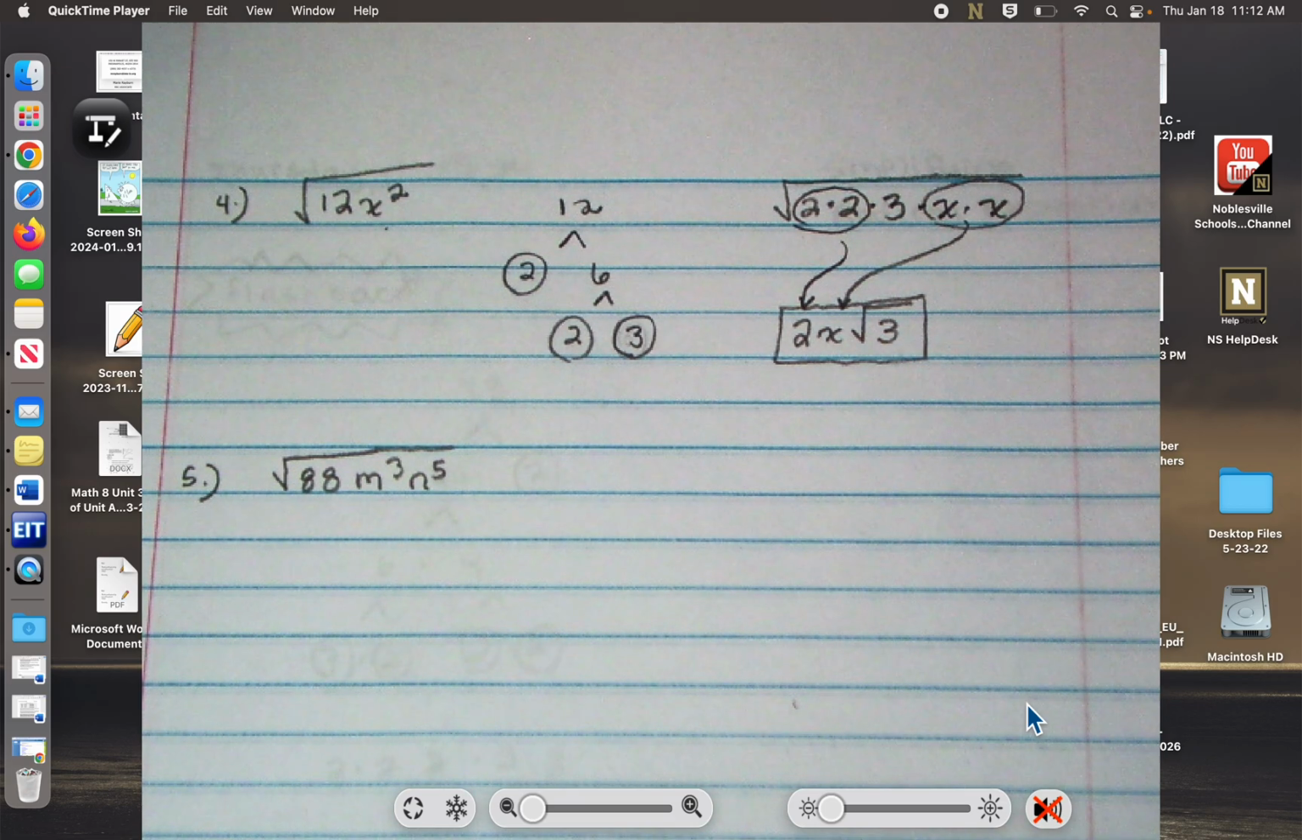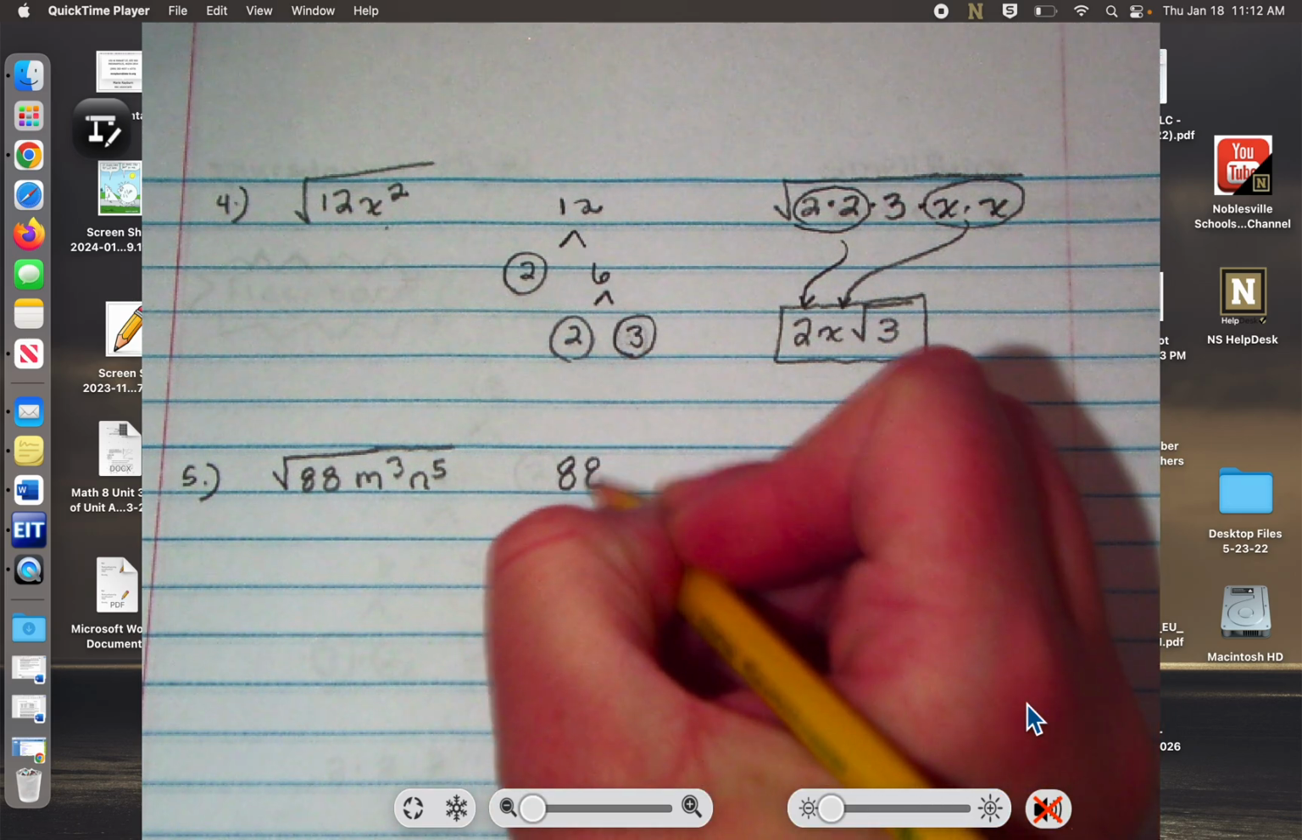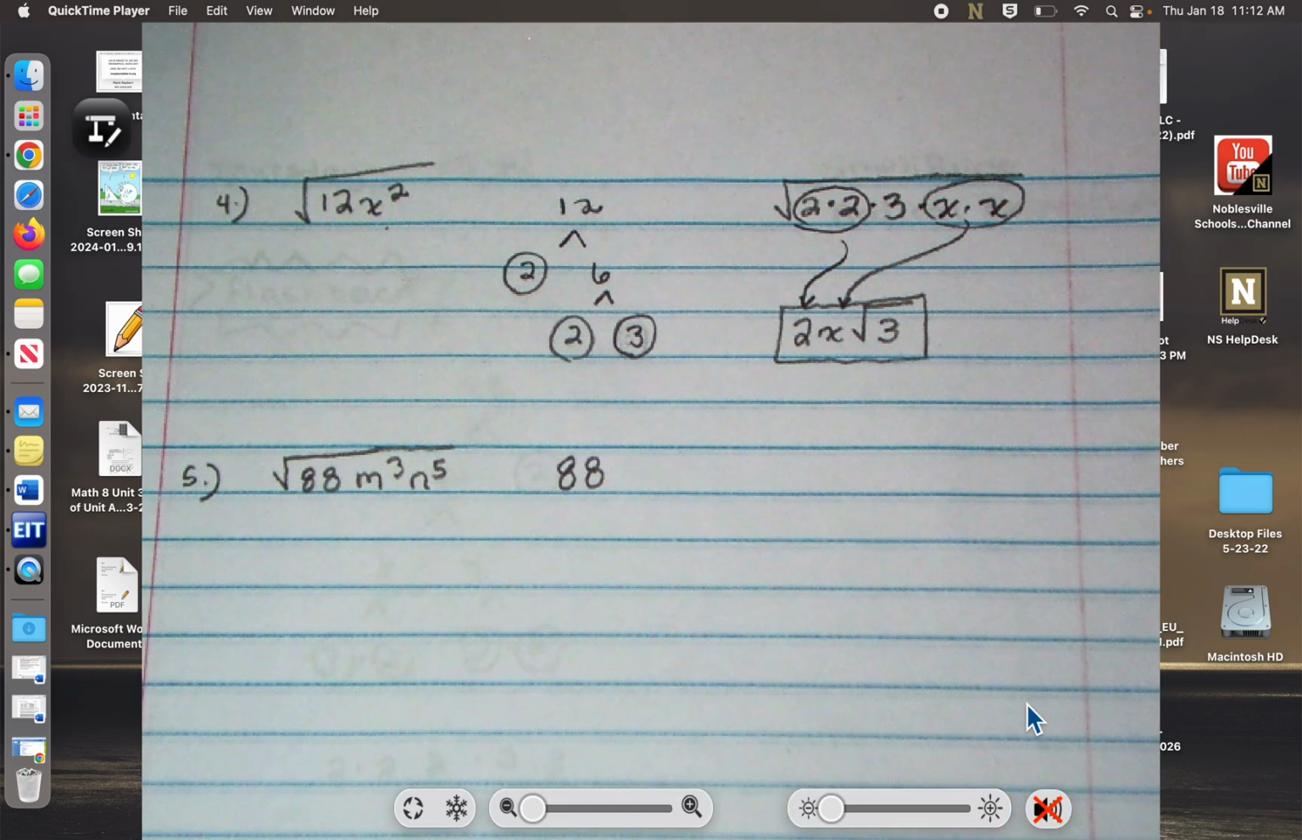Square root of 88 m to the third, n to the fifth. Prime number. So we're going to make a factor tree of the number 88. You could do 11 and 8. What else could you do? 44 and 2. What else? 4 and 22, right? A lot of different things you can do.